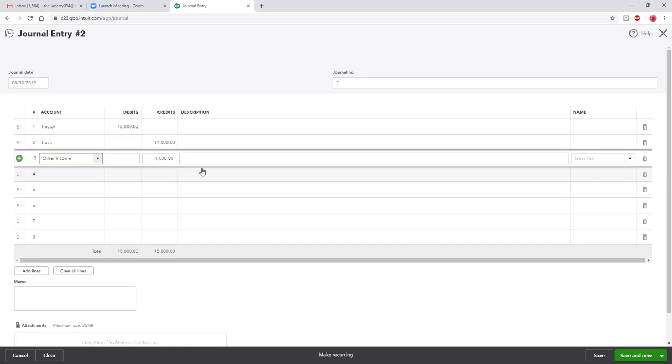And so what's going to happen here is your new asset's going to be the truck and you're going to be putting $1,000 worth of income into your P&L. Exactly. You're going to show $1,000 profit, more or less, income from it. Because in the end, it's got to balance out that there's $15,000 on each side. Correct. So it's the same thing, Garrett, with what you're talking about.